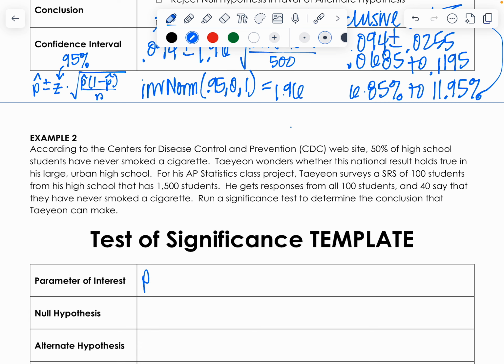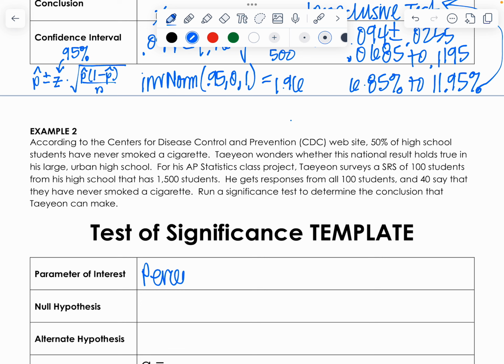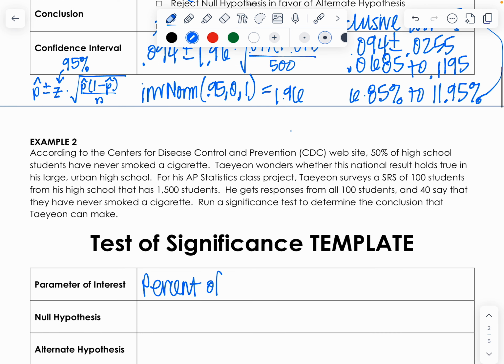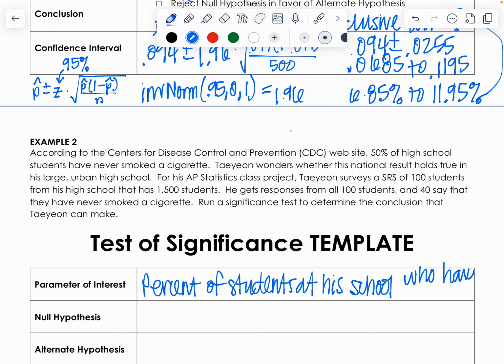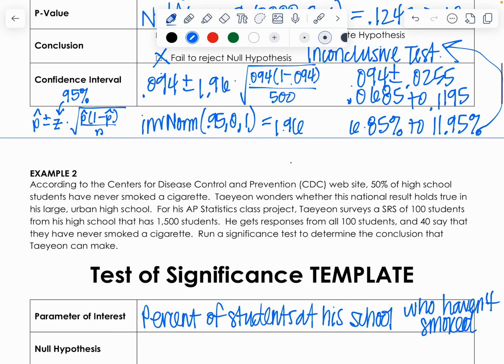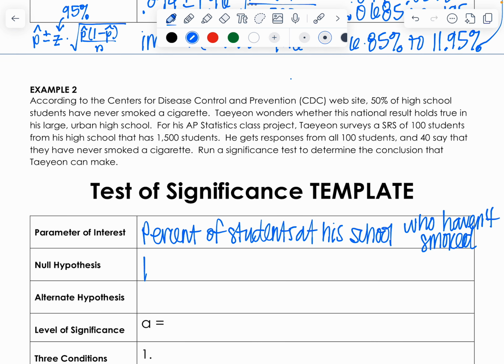So here we are looking for the percent of students at his school specifically who haven't, we'll just say smoked, just because I'm running out of space, but we'll know it means smokes a cigarette specifically. His null hypothesis is going to be, based on the CDC's claim, that p is equal to 0.50. All right. And then he wonders if it is true.